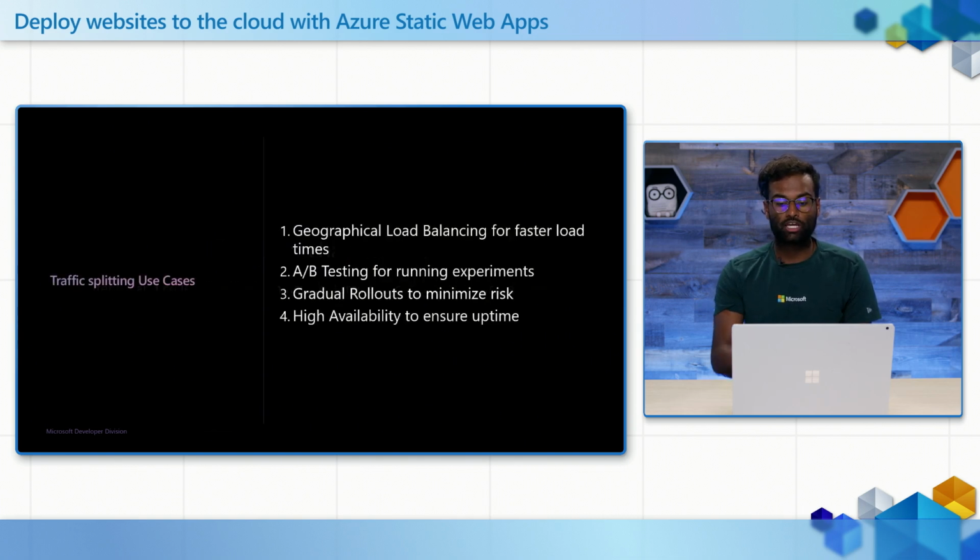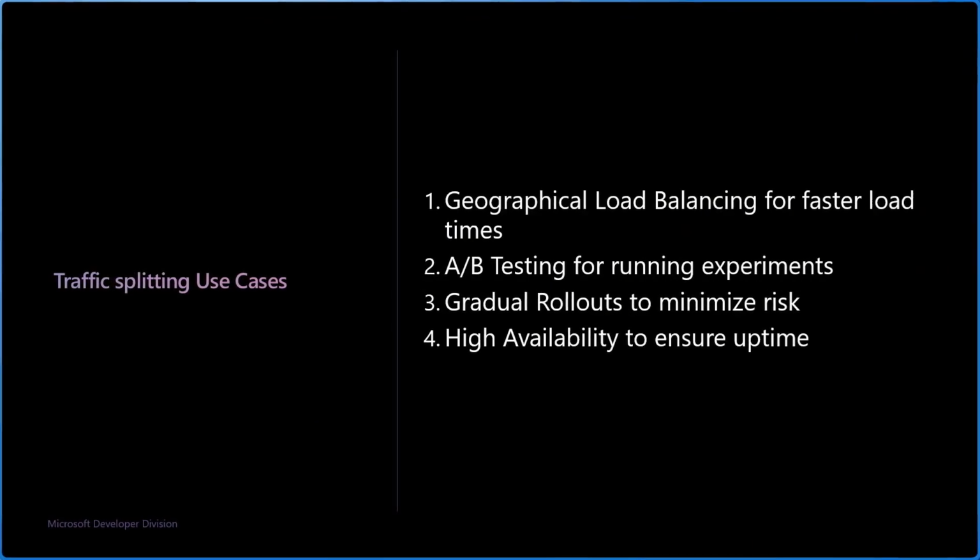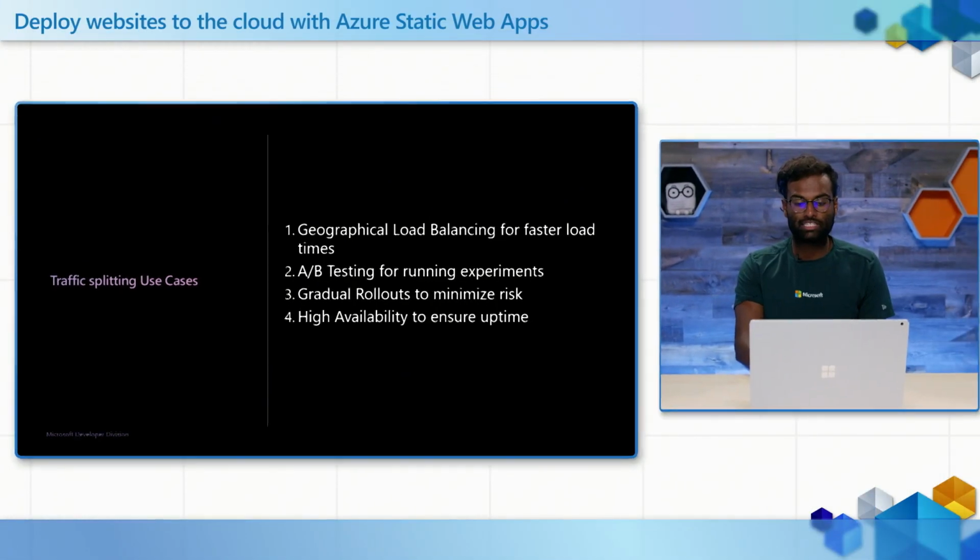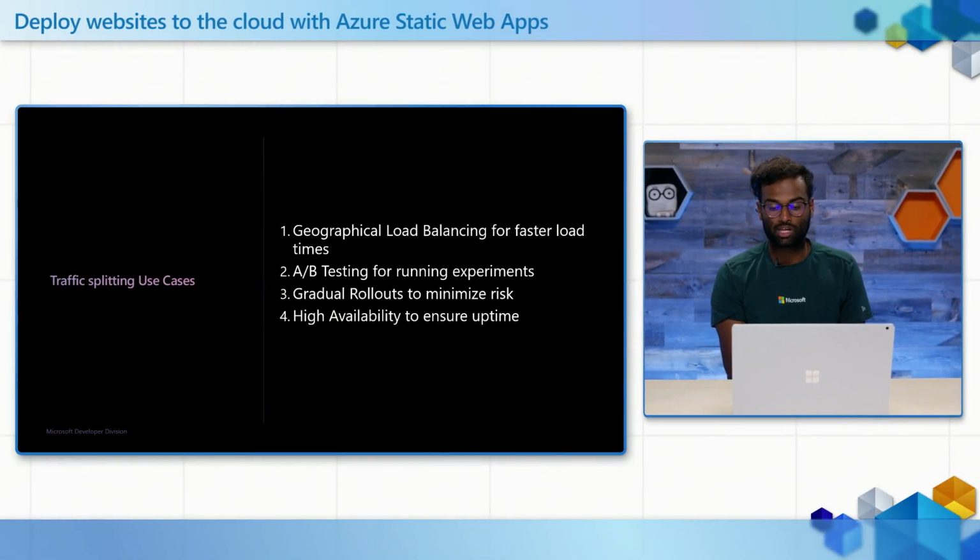Let's discuss a couple use cases where traffic management becomes crucial. Geographical load balancing. Direct users to the nearest server for faster load times. A/B testing. Run experiments by splitting traffic between different versions of your app. Gradual rollouts. Gradually release new features to minimize risk. High availability. Ensure uptime by redirecting traffic during outages. Azure Static Web Apps makes it easy to implement these traffic management strategies.